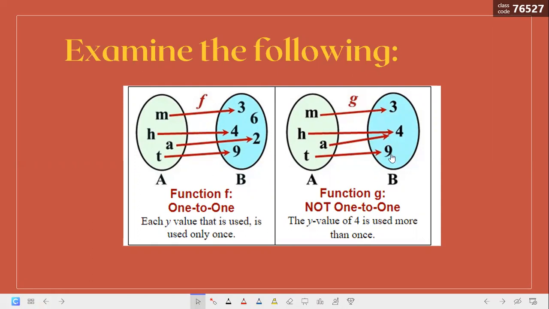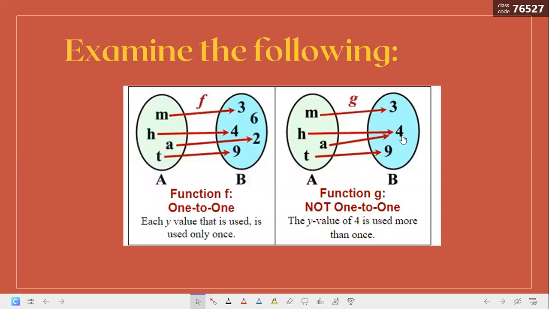So look at this one. We have function f and function g. So as you can see in the slide, function f is said to be a one-to-one function. Since for every value of y, for each one value of y that is used, there is only one value of x. Ano po? So meaning to say, for every one domain, there corresponds a one value of the range.